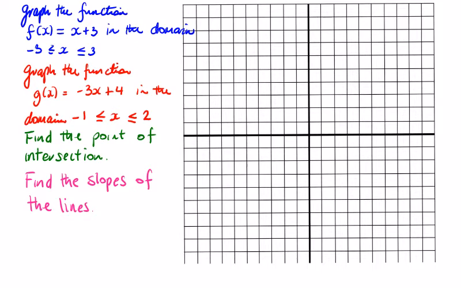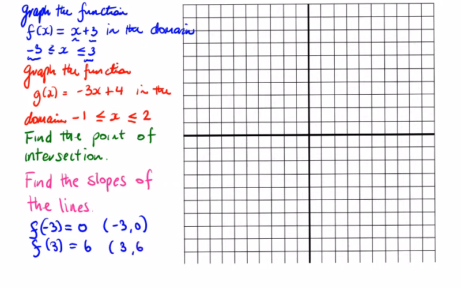Let's get the endpoints here at -3 and +3. So in this function f of x, I'll just come down to the bottom here. We're looking for f of -3, which is going to be -3 plus 3, which is 0. So my point is (-3, 0). And f of 3 is equal to 3 plus 3. You should be able to see this in your head and just write f of 3 is equal to 6. So 3 gives me 6.